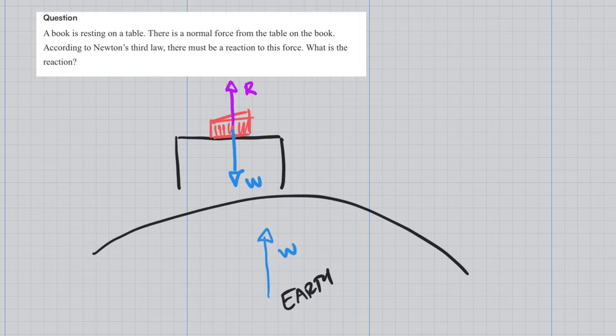For my table, it's a little wobbly now, but my table pushes up on the book. The reaction to that would be the book pushing down on the table. And those two forces would be equal in size, opposite direction. So if we're looking, there must be a reaction to this force. It is the book pushing down. So the book pushes down on table.